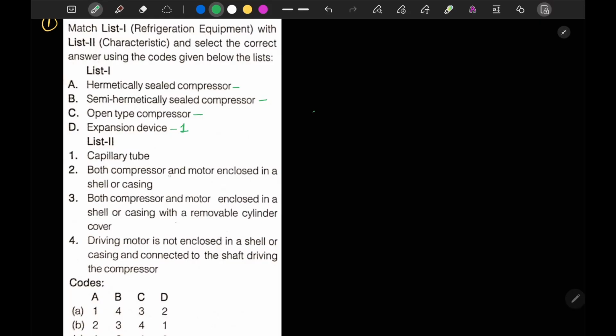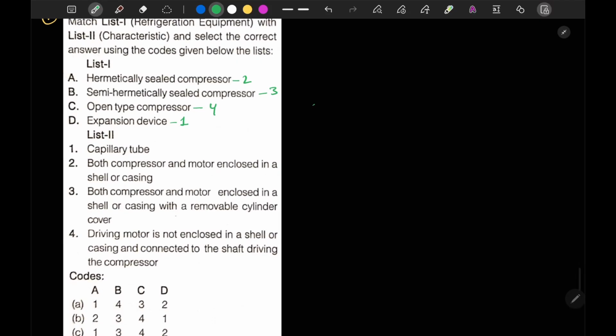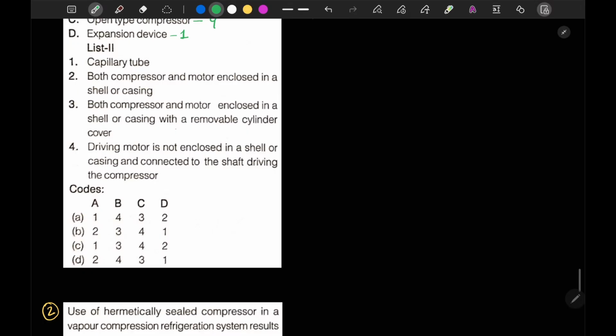Both compressor and motor enclosed in a shell or casing: this is hermetically sealed. Both compressor and motor enclosed in a shell and casing with removable cylinder cover: this should be the semi-hermetic case, that is 3. And the driving motor is not enclosed in a shell: this is our open type. So 2 3 4 1. Option B is correct.